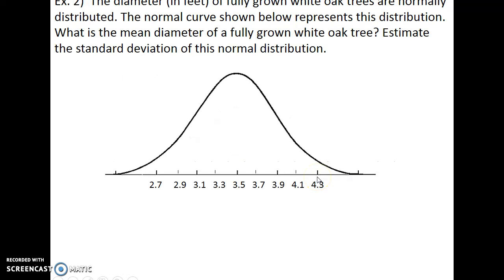For this one, the diameter of a fully grown white oak tree, they're normally distributed. The normal curve shown below represents this distribution. What is the mean of the white oak tree? Well, the mean is in the center of your curve, so the mean will be about 3.5. And I want the standard deviation of this normal distribution. Now, we're going to have to estimate this. We said the points of inflection happen one standard deviation away. So if you look at where the center of the curve looks like it's cupping downward.